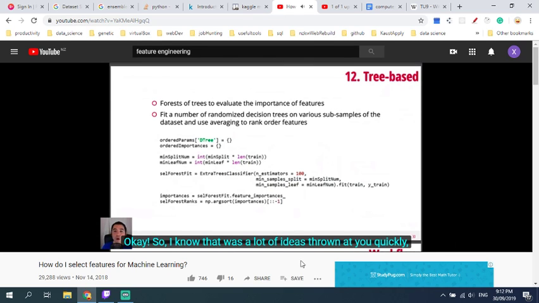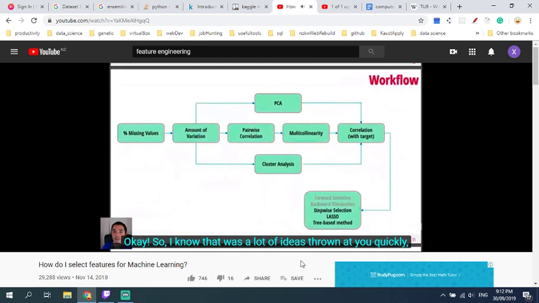Okay, so I know that was a lot of ideas thrown at you quickly. I'll just wrap up with some advice and then talk about how to implement this. In terms of implementation, scikit-learn does support some of these. Just search for scikit-learn feature selection, or I'll have a link in the webcast notes, and they have a page in the user guide about feature selection techniques they support, and many of these are included in some form or fashion.